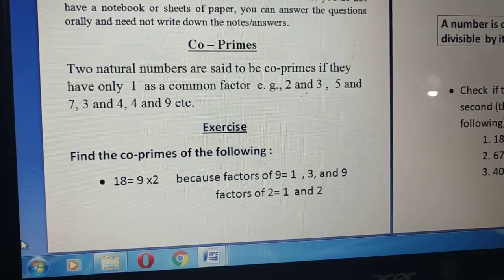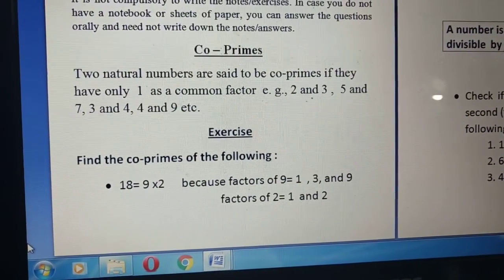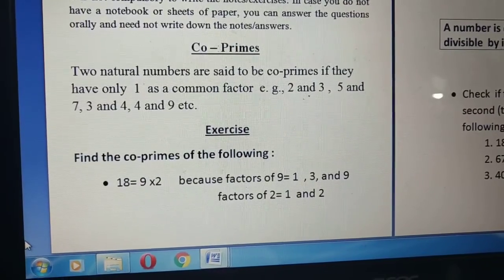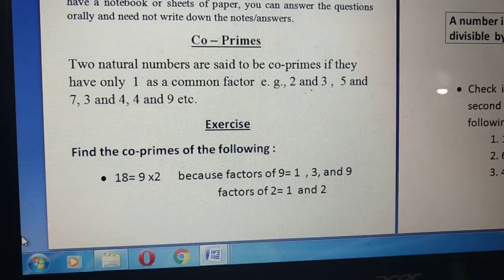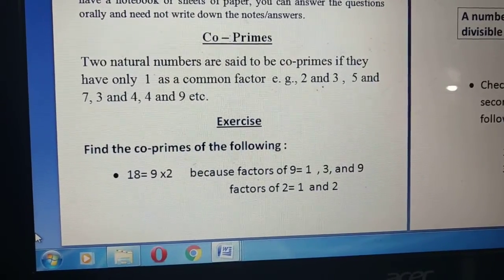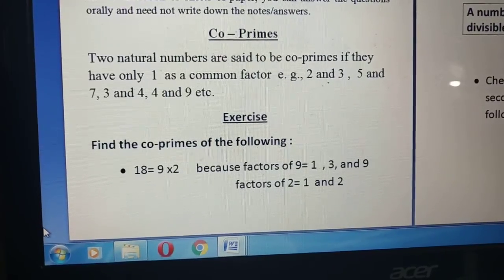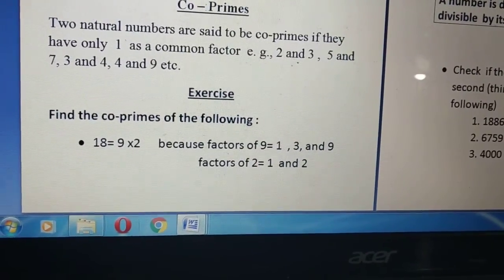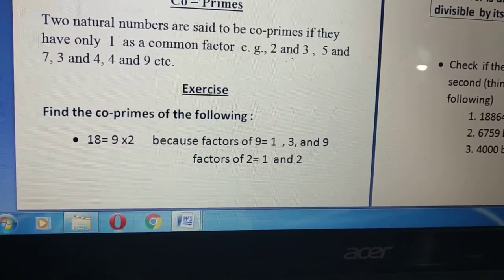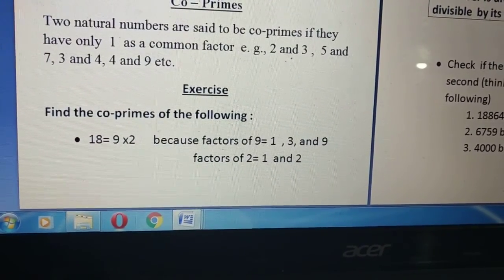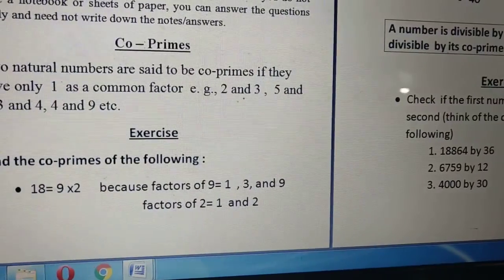So for any two or more numbers, when we are writing their factors, there should not be a common factor other than one. In other words, these two numbers should not be divisible by the same number other than 1. Here I have written some examples: 2 and 3, 5 and 7, 3 and 4, 4 and 9, etc. So I'm going to explain how these are co-primes.